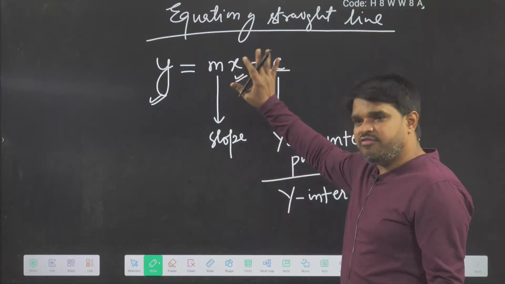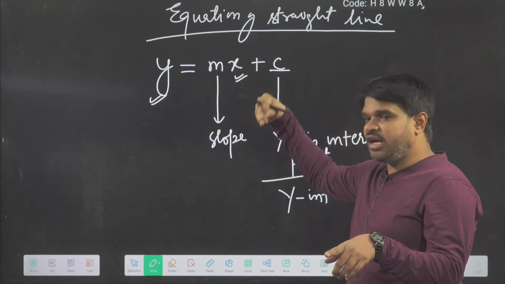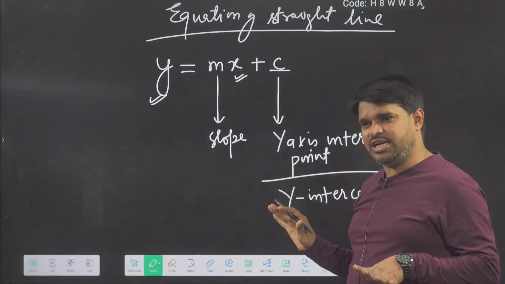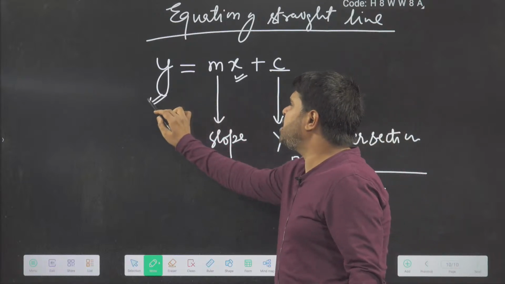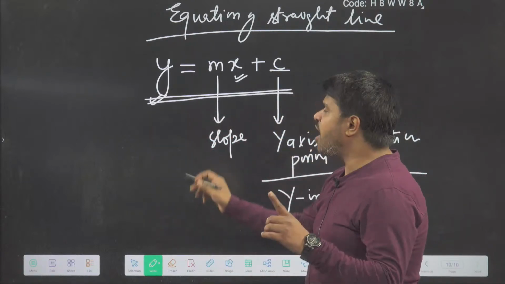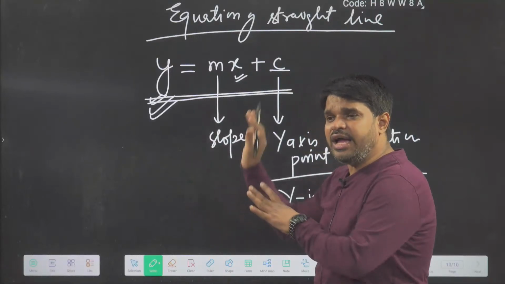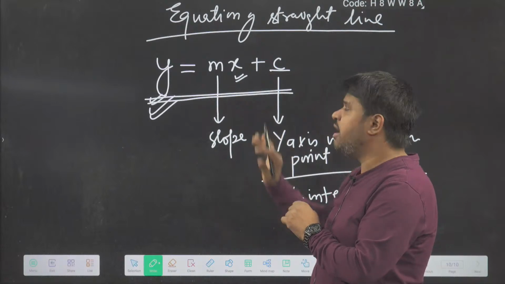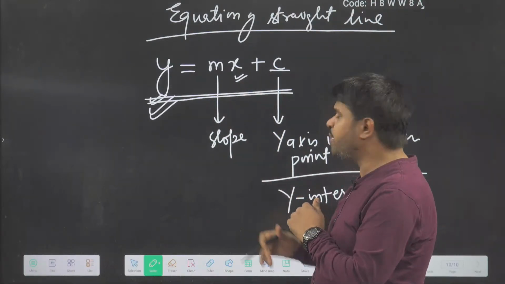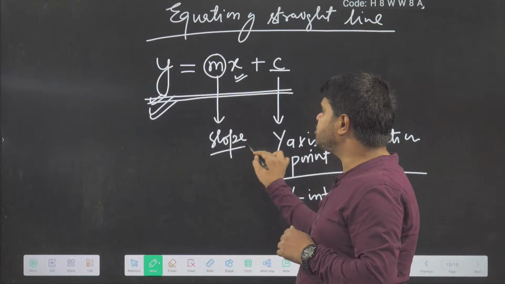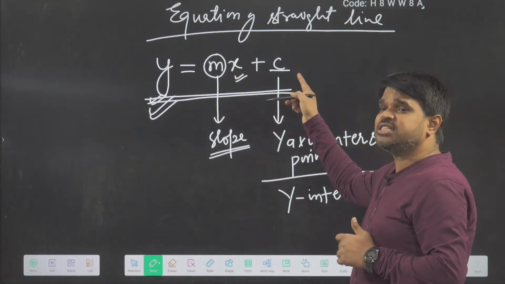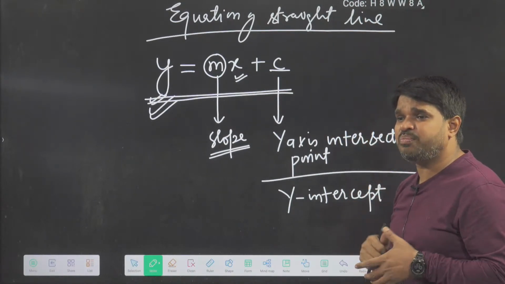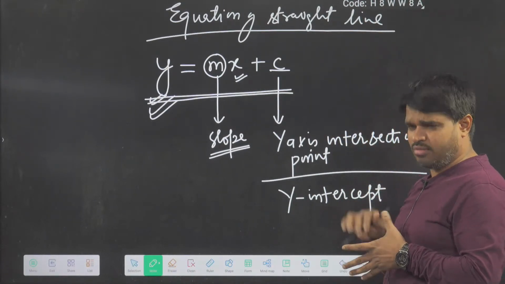Now we have to make the equation in this form. If the equation comes in this form, then how to draw and what the meaning is, we will discuss later on. When we are able to convert the equation in this form, y should be alone on one side, everything else on the other side. The coefficient of x is called the slope of the line, and the constant term is called the y-axis intersection point. What is its meaning, we are going to discuss later on.